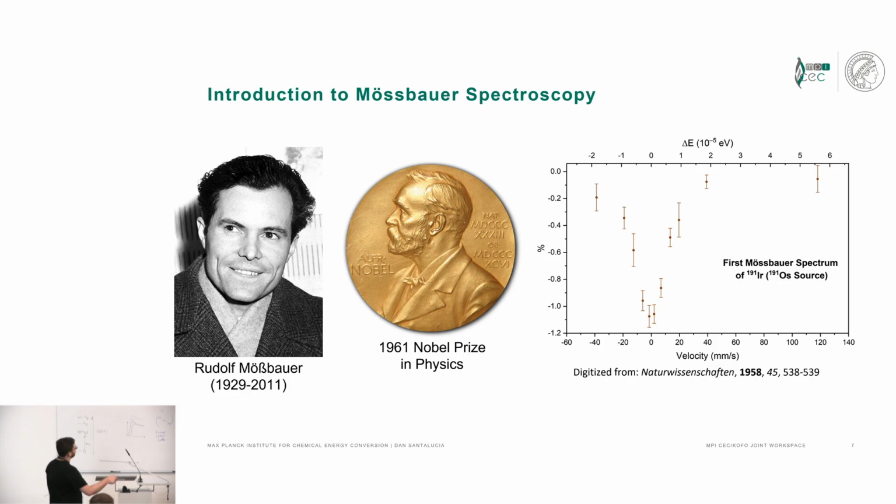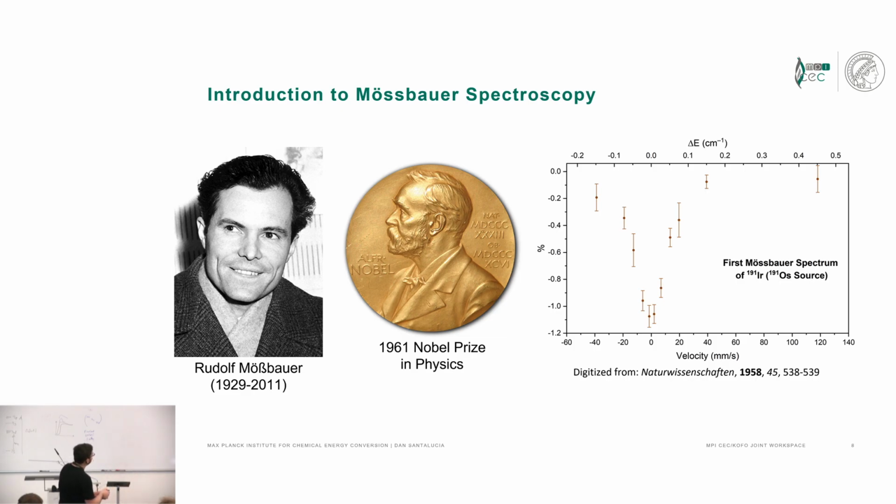But the point is that this is the first ever Mössbauer spectrum, and there's this weird axis, velocity, which I'll talk about in a little bit. I've put an energy axis up there, in electron volts. I'm a wave number guy. What I want to point out to you is that this is an extremely sharp transition. This is an iridium-191 Mössbauer spectrum using a radioactive osmium-191 source.